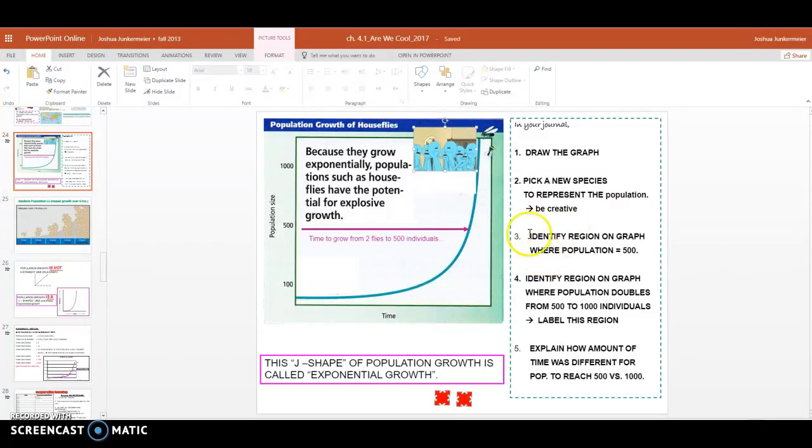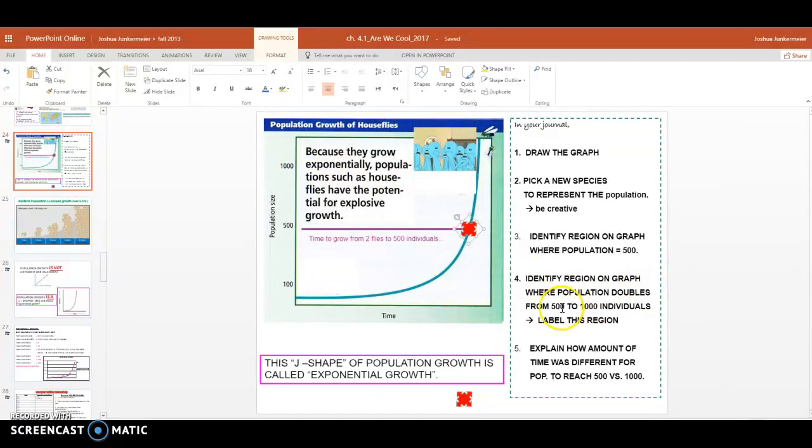Number 3, it says identify region on graph where population equals 500. So you're supposed to have drawn this graph in your notebook for slide 24, and then you're supposed to identify when the population reached 500. I came up with a little symbol there. Number 4, so in your notebook, make sure you identify where the population reached 500. So you just line it up with the vertical axis, the y-axis.